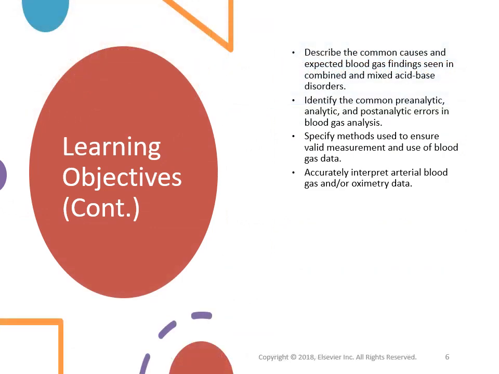You should also be able to describe common causes and expected blood gas findings seen in combined and mixed acid-base disorders, as well as identify common pre-analytic, analytic, and post-analytic errors in blood gas analysis, and methods to ensure valid measurement and use of blood gas data. You should also know how to accurately interpret arterial blood gas and oximetry data.